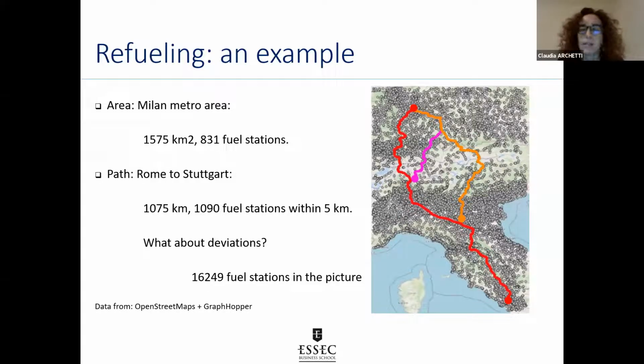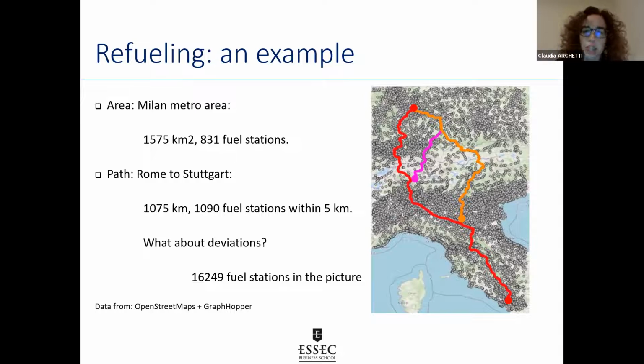Given that the refueling cost is highly variable from country to country, but also from refueling station to refueling station, the idea was, let's study alternative paths from origin to destination, and then study individually each of these paths to see where we should stop for making either rest or refueling. In this slide you see 3 paths that go from Rome to Stuttgart, the red, purple, and orange path. And so we then analyzed each of them individually.